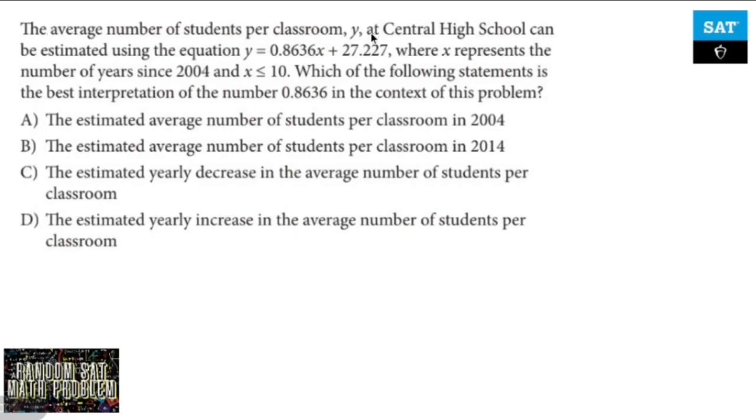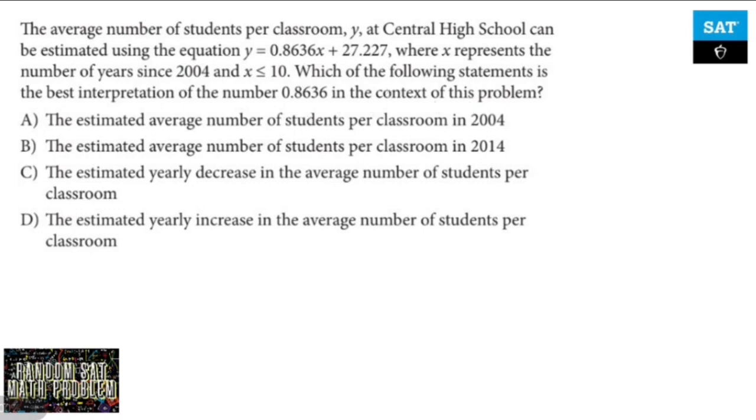The average number of students per classroom, Y, at Central High School can be estimated by using that ugly, terrible equation right there. X represents the number of years since 2004, and X has to be less than or equal to 10 for some reason. I guess they don't care about 2005 or whatever. Which of the following statements is the best interpretation of that number in the context of this problem?